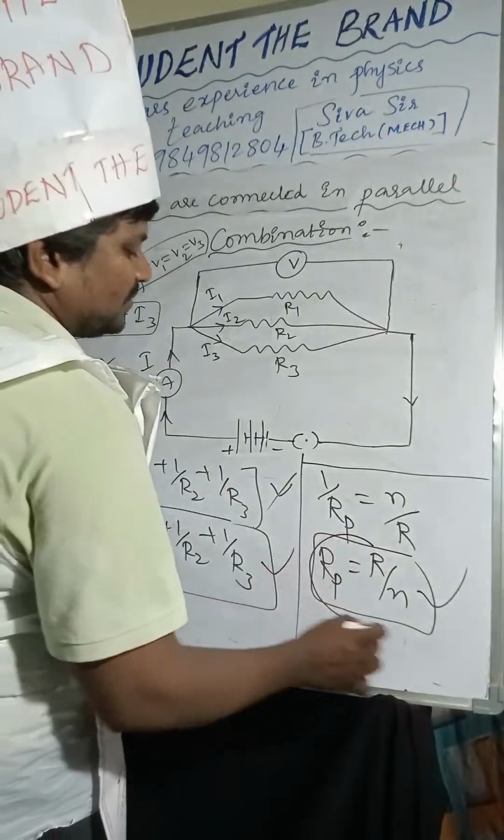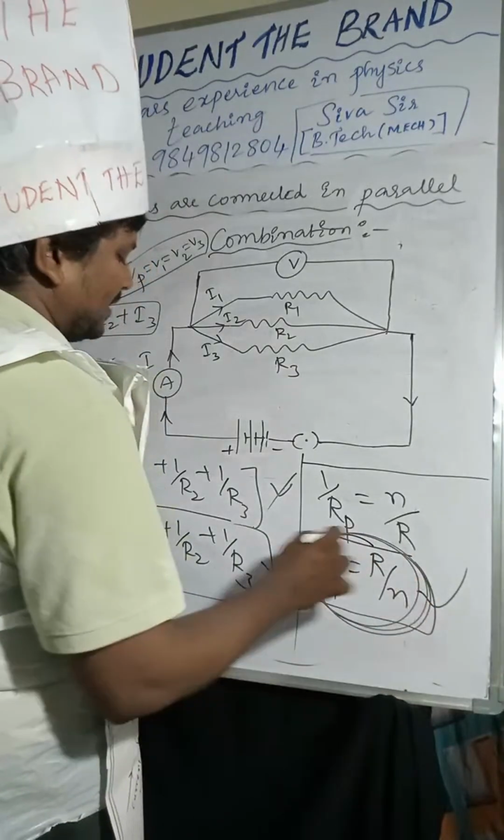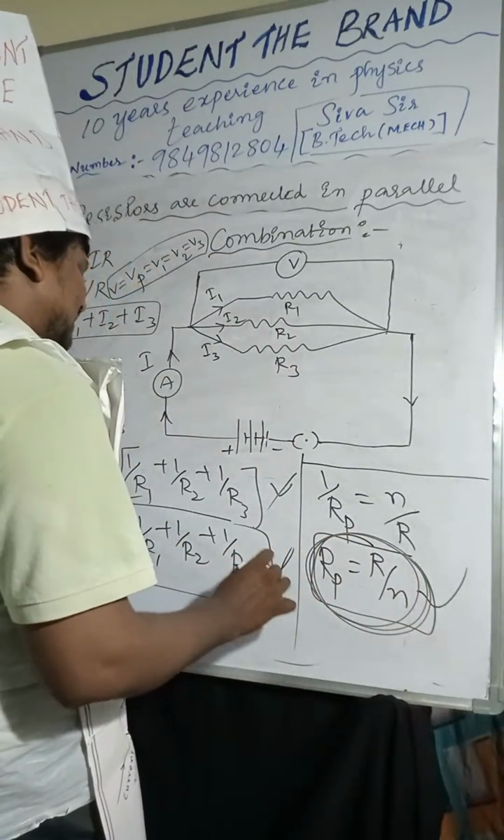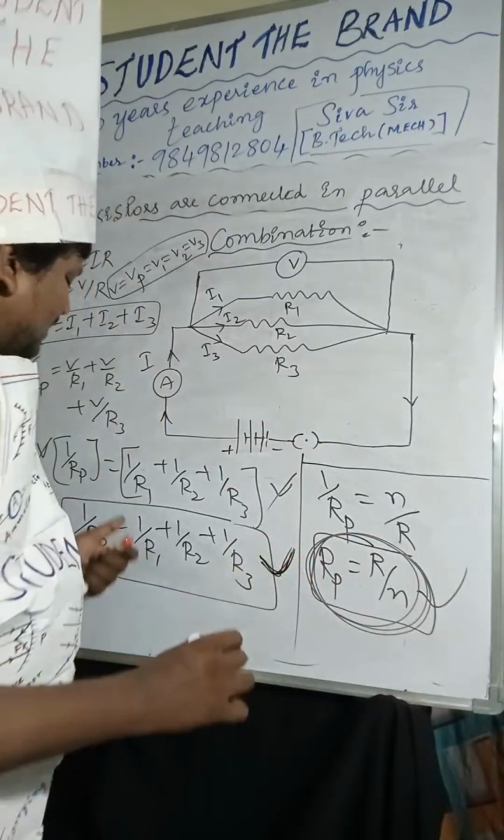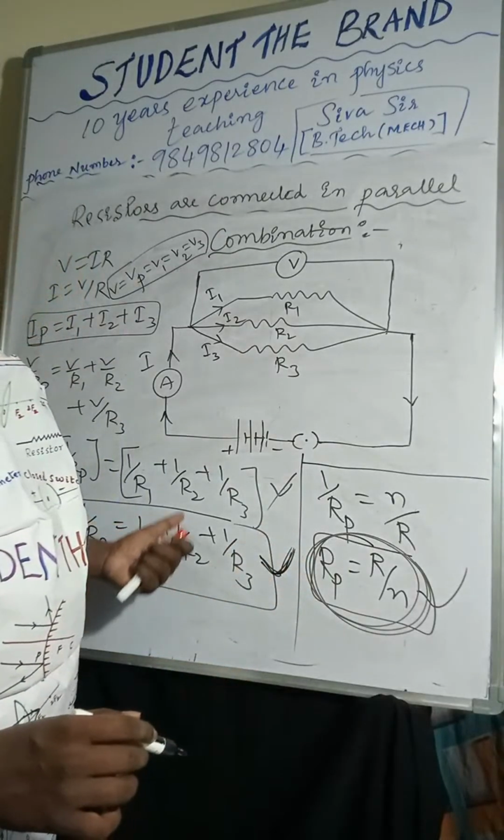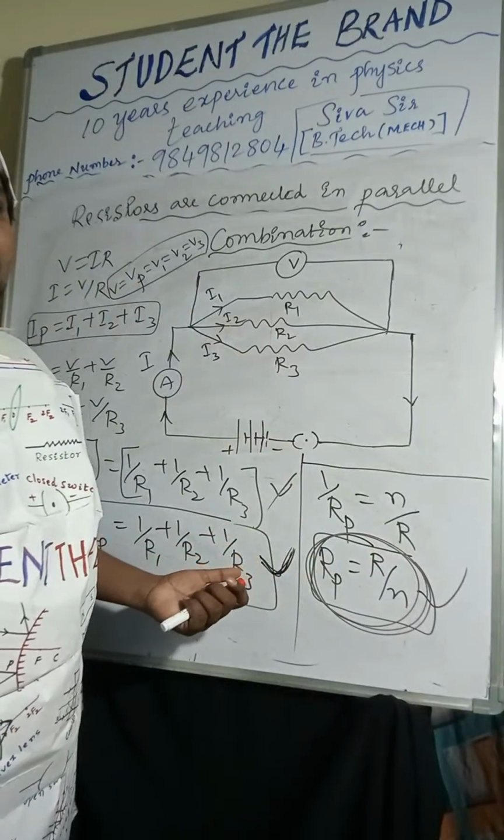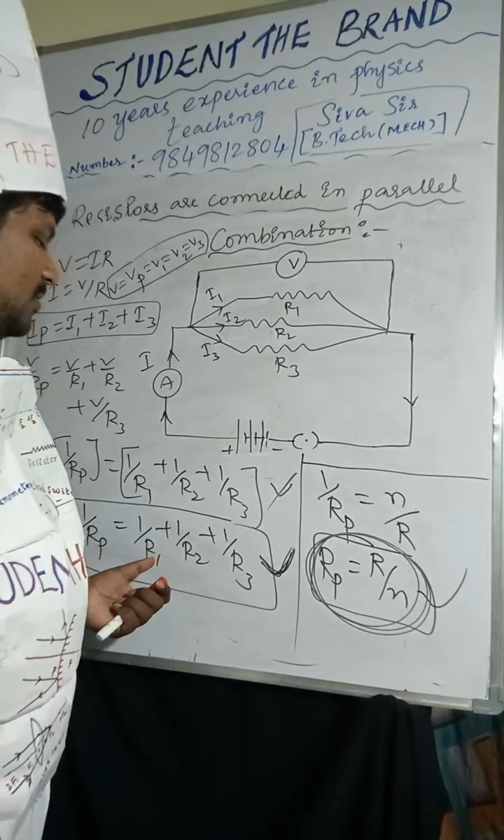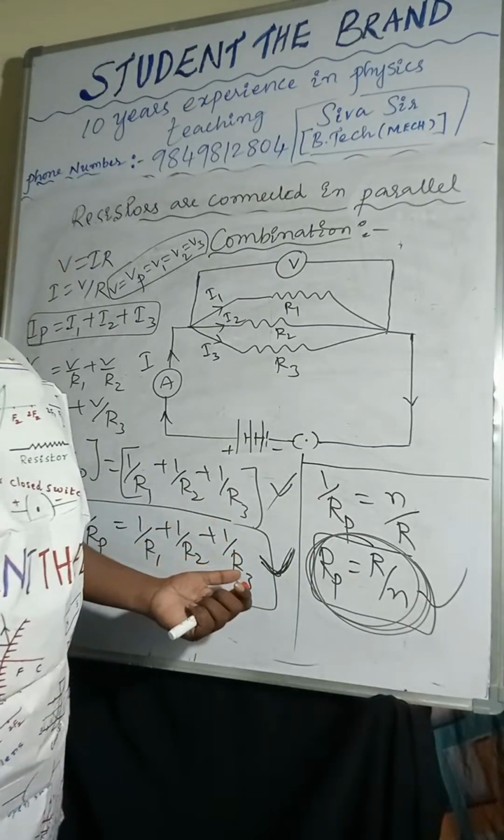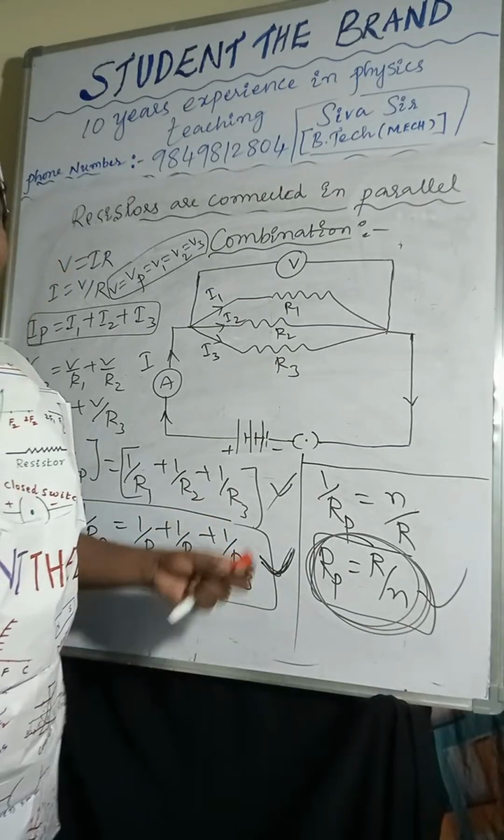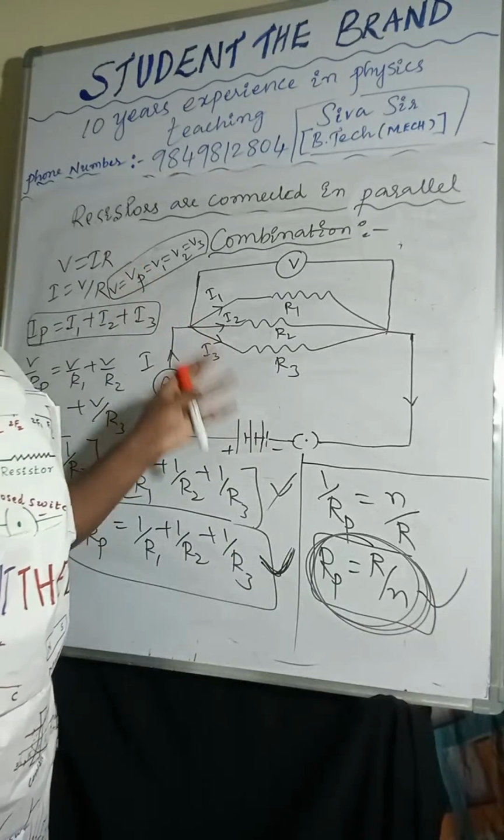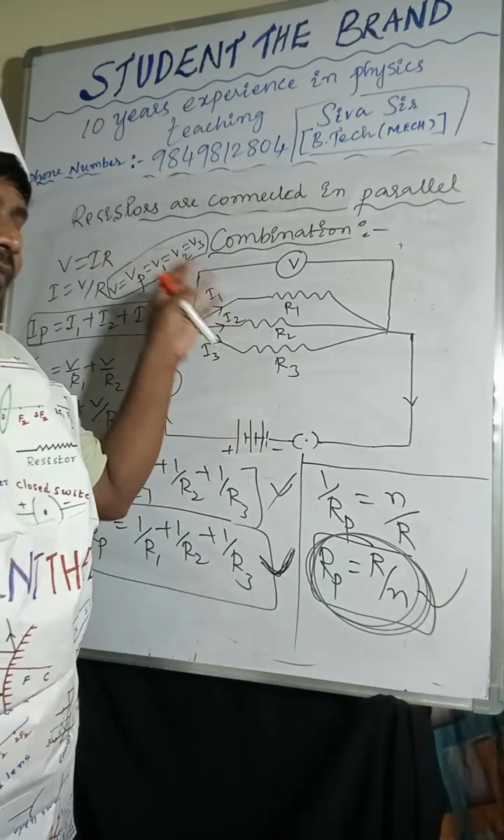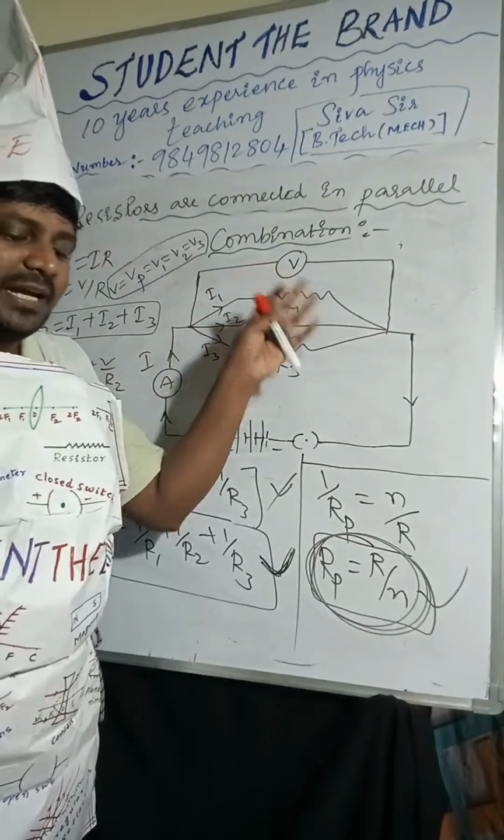So this formula is very important. When resistors are connected in parallel combination, 1 by RP equal to 1 by R1 plus 1 by R2 plus 1 by R3. Keep in mind, this is very important. Make sure that you are practicing this one. If they are connected in parallel combination, we will get like this.